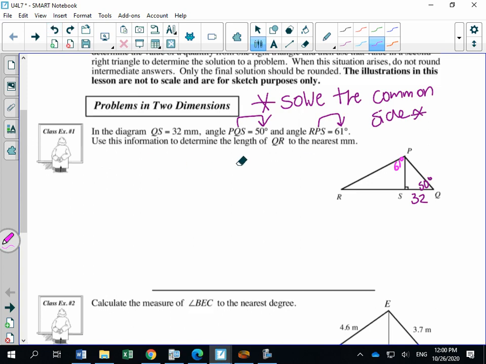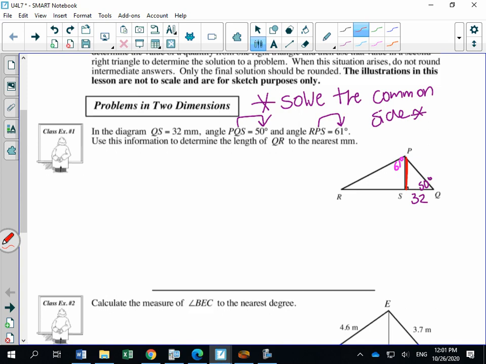And then it says, use this information to determine the length of QR. So QR will be this entire base of the triangle. And we already know that this is 32. So we're really just figuring out what RS is, and then we're going to add it to 32. So the strategy is you always first see if you could figure out the common side that the 2 triangles share. The common side would be this one here. And say to yourself, do you have enough information from one of the triangles to calculate the common side? And you should have enough information.